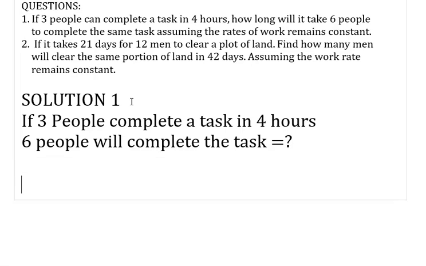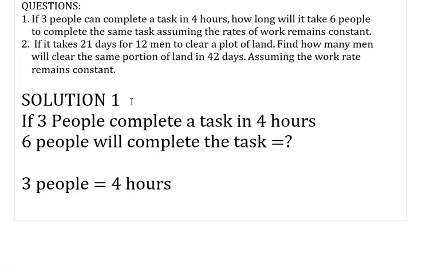Now we'll say 3 people complete the task in 4 hours. So we'll say 3 people. So we say 6 people in how many hours? We don't know. Let's represent the hours with what? Okay, let's say y. Beautiful.